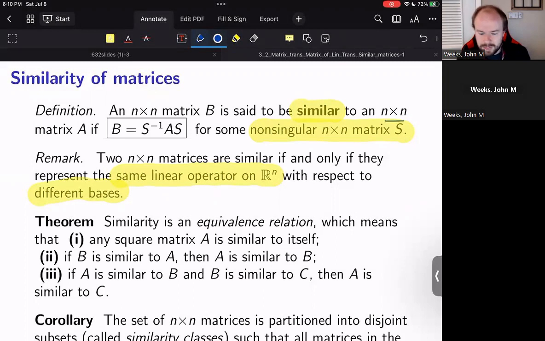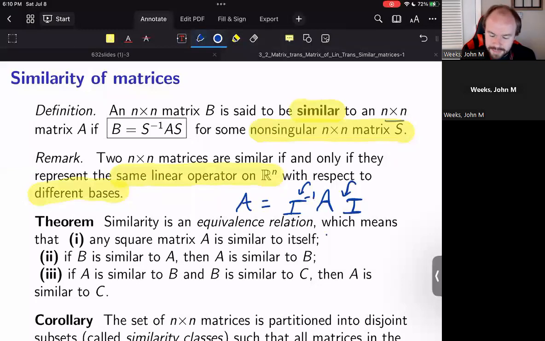Let's ask the question first: is A related to itself? Can you multiply a non-singular matrix right over here and the inverse of that matrix over here such that you get A back? You sure can. You can multiply both sides by the matrix I. I times A times I is the matrix itself. So you can go through and verify that everything is self-similar, or self-equivalent.